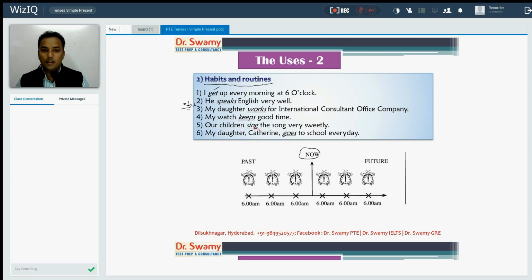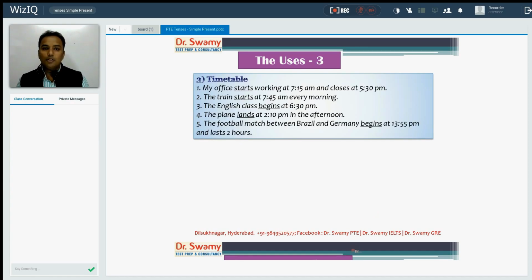"My watch keeps good time." "Our children sing the song very sweetly." "My daughter Catherine goes to school every day." So these are all habits and routines, general actions which happen repetitively at regular intervals. And now come to the third use.